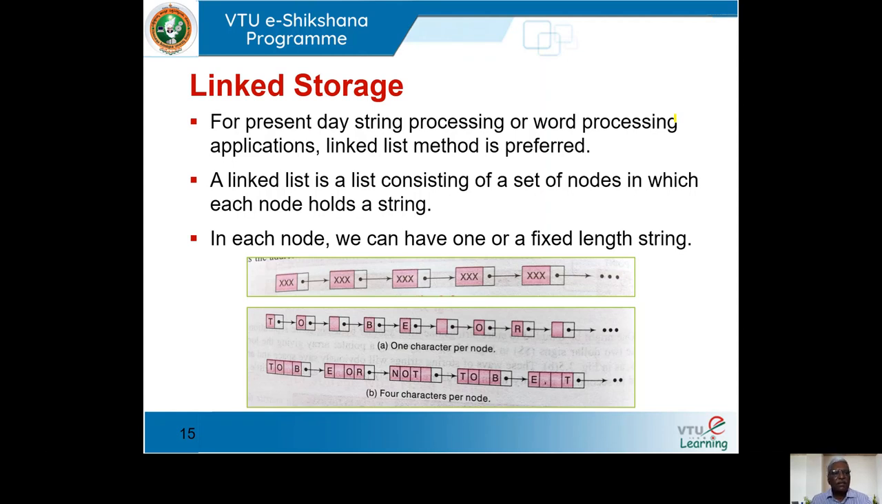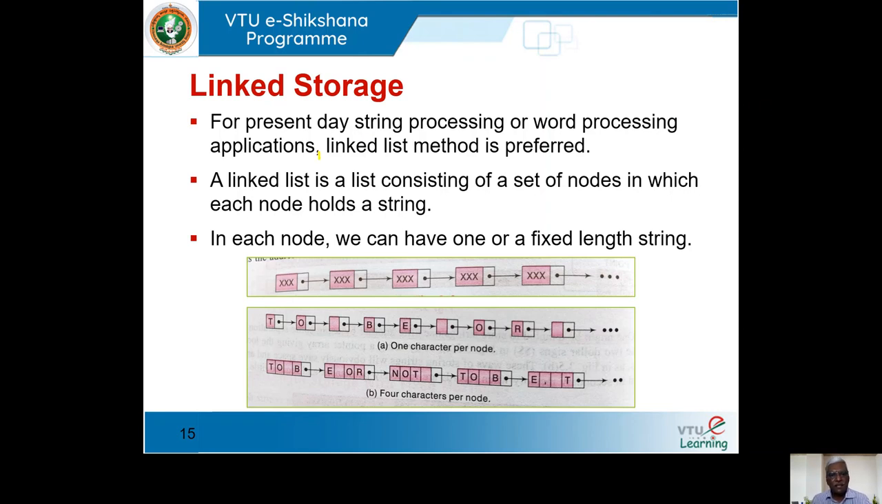The third one is called linked storage. This you will be studying later in this subject, called linked list. Now the previous ones all require arrays, basic arrays, which you have already studied in module one. And this is different from an array because here we dynamically create a node.